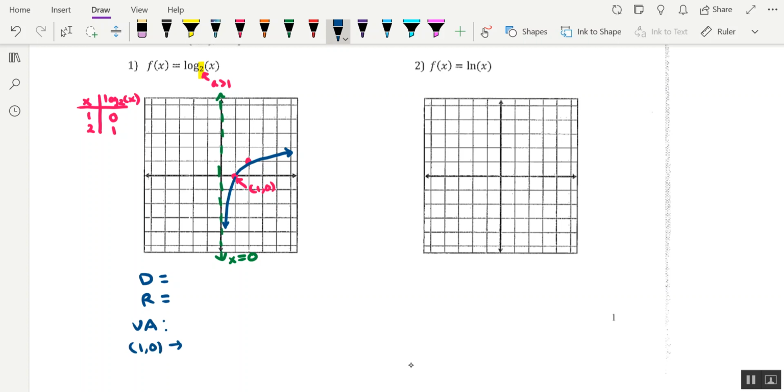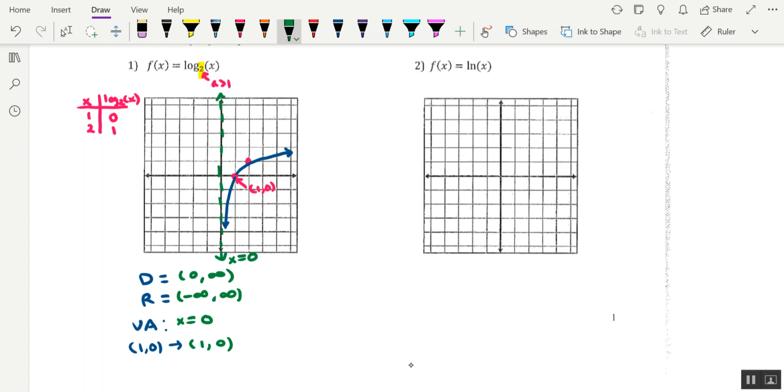there are no alterations to the function, so no transformations are really present here. So we can keep the domain as parentheses 0, comma infinity. In other words, the graph is entirely to the right of x equals 0. The range would be all real numbers. The equation of the vertical asymptote would still be x equals 0. And (1, 0) didn't relocate to a different point, so that's just still going to be at (1, 0). And that would be a basic sketch of log base 2 of x.